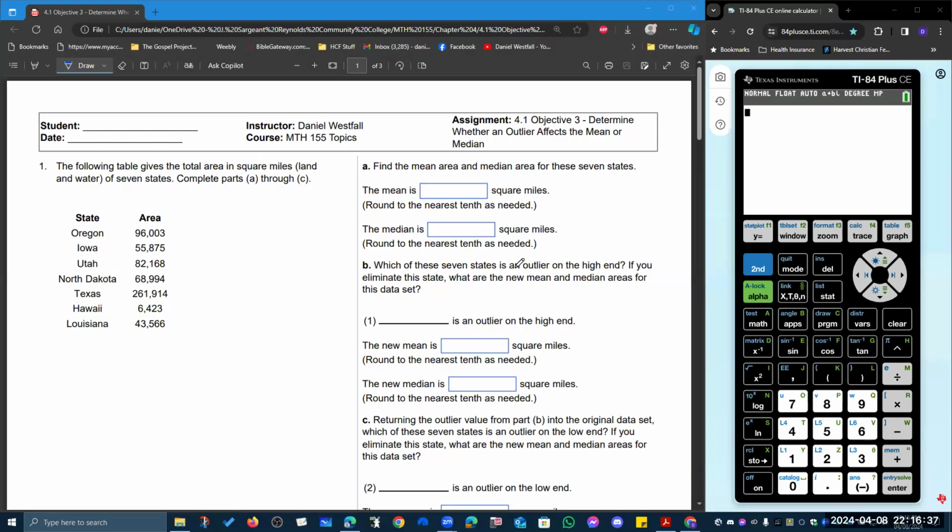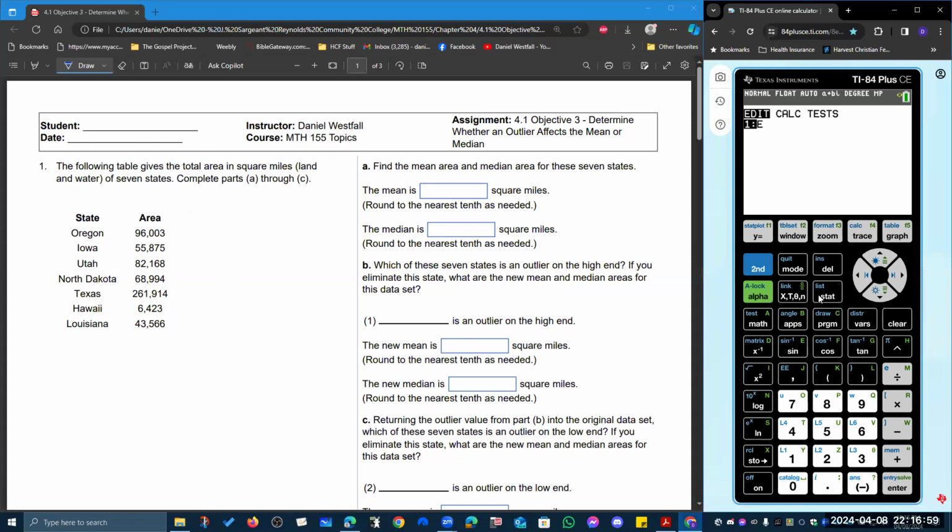In this video, we're going to talk about 4.1 Objective 3, where we determine whether an outlier affects the mean or median. So let's go ahead and look at problem 1. The following table gives the total area in square miles, both land and water, of 7 states. Complete parts A through C. Here's our table.